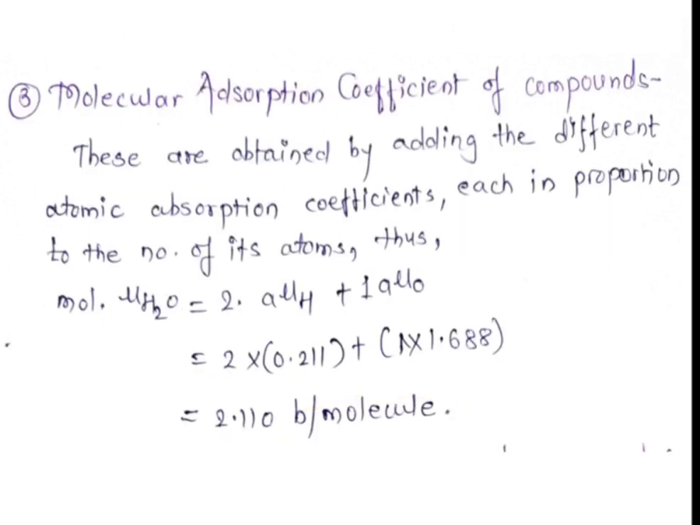So after calculation, that value will come to 2.11 barns per molecule. Here the unit is changed from barns per atom. When only hydrogen or oxygen is there, you can write the unit barns per atom. But here the water molecule is there, so change the unit from barns per atom to barns per molecule. So the molecular absorption coefficient of the compound water that is obtained is 2.11 barns per molecule.